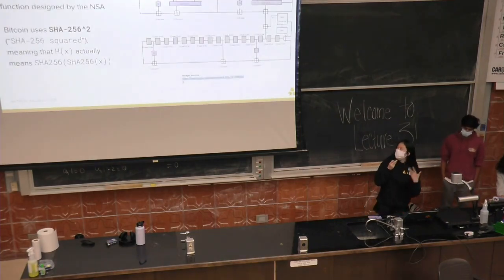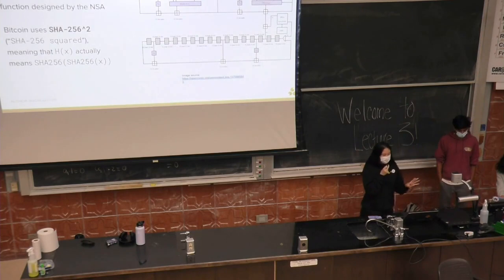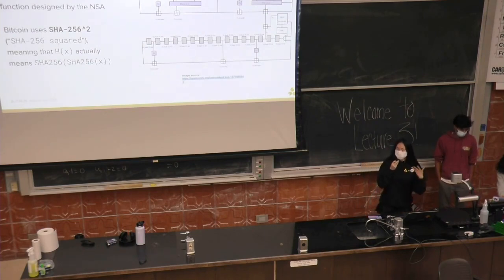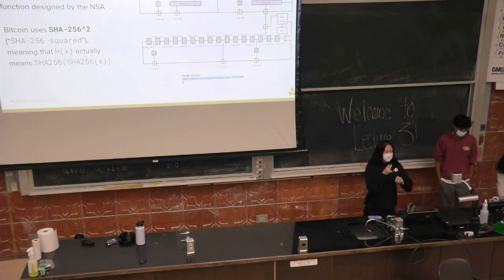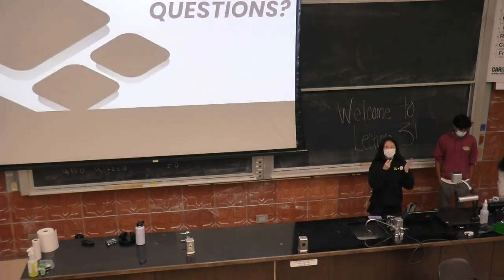Yeah, and then like I mentioned before, SHA-256 is a pretty popular hash function designed by the NSA, and Bitcoin mostly uses SHA-256 squared, so it applies the function on the input twice, and it uses it for certain things like hashing transactions as well as hashing the block header.